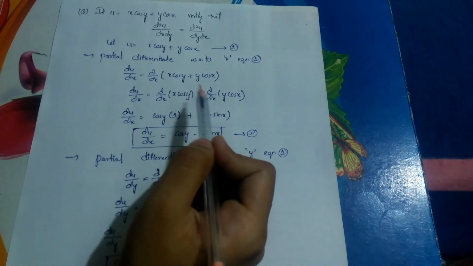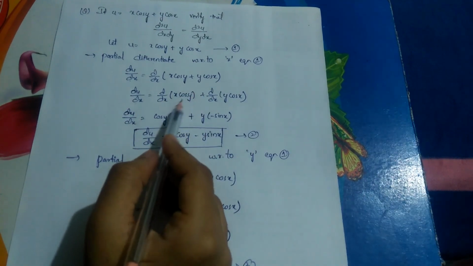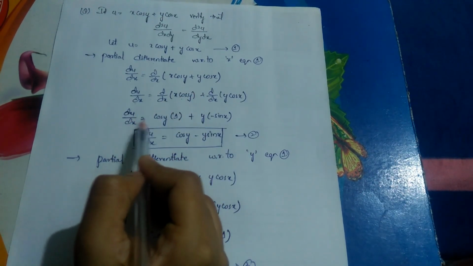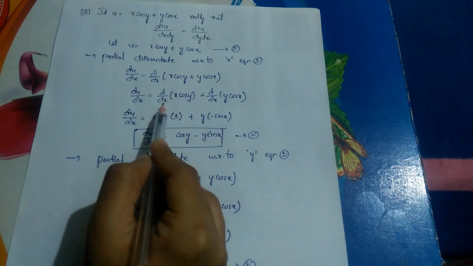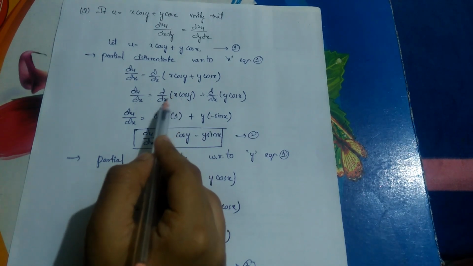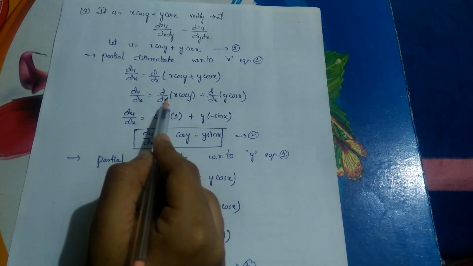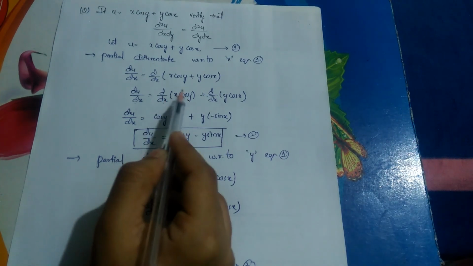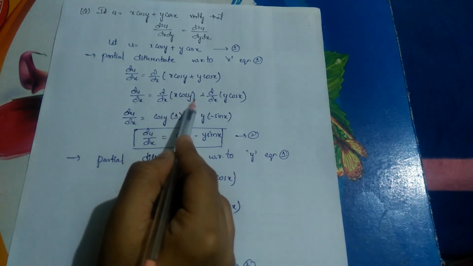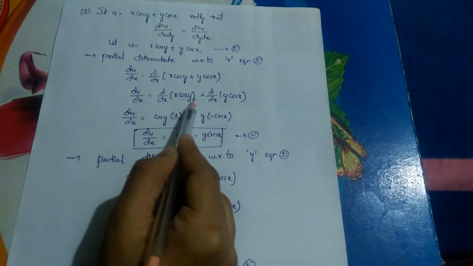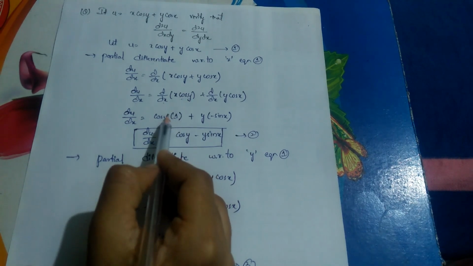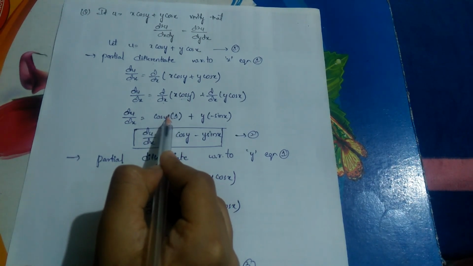So writing separately for each term, ∂u/∂x is equal to, here x cos y is differentiated with respect to x. When we are differentiating with respect to x, y is treated as constant. The y means not only the single y, the whole cos y is treated as constant. So write cos y as it is here.